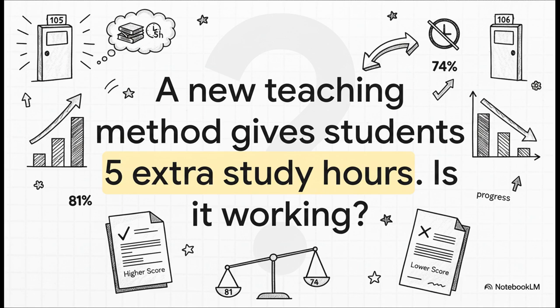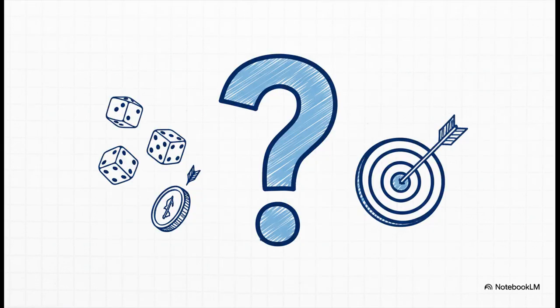The method is working. But, and this is the big but every single analyst has to deal with, how can we be sure? How do we know those higher scores aren't just a total coincidence? Maybe the kids in 105 were just having a good day. And that's the whole game, really, separating a true effect from what's just random noise.